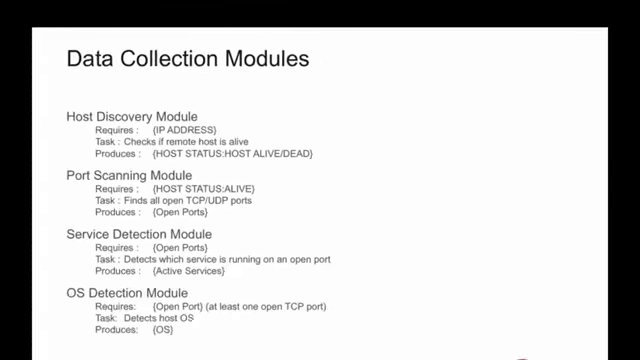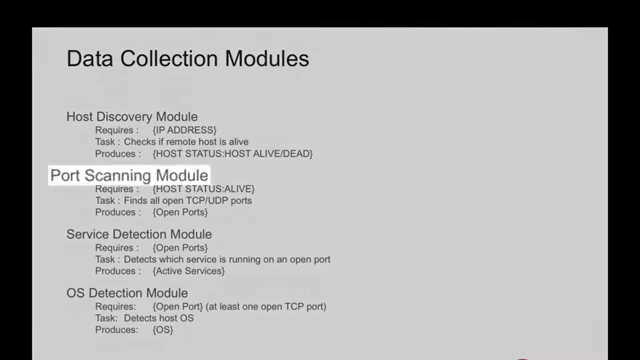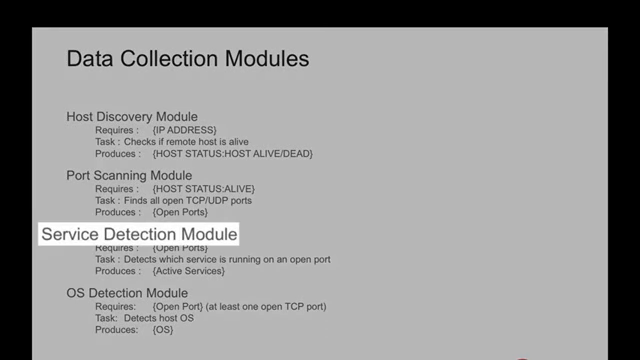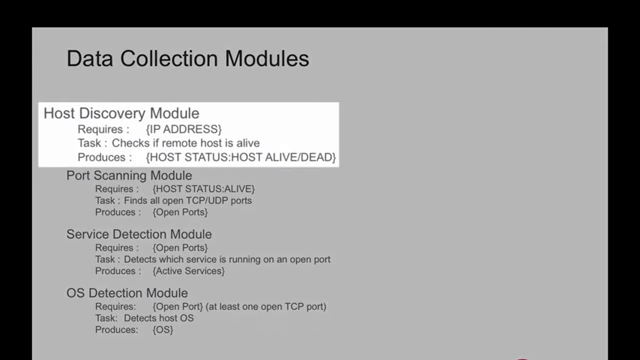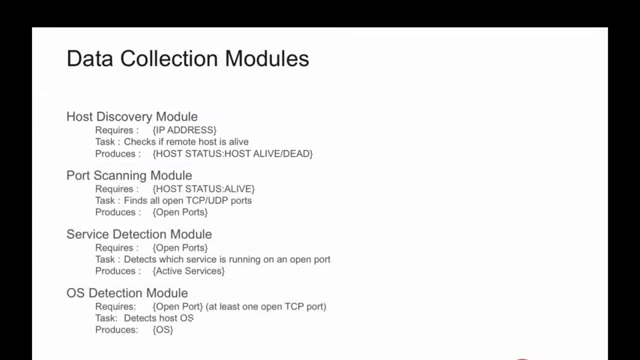The primary modules that collect the host configuration data that will be used later by the scanning engine to select the appropriate assessment modules include host discovery, port scanning, service detection, and operating system detection. The host discovery module will begin the data collection process by performing some checks and probes to determine the present status of each targeted host, either alive or dead.